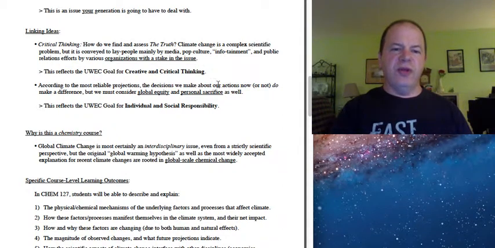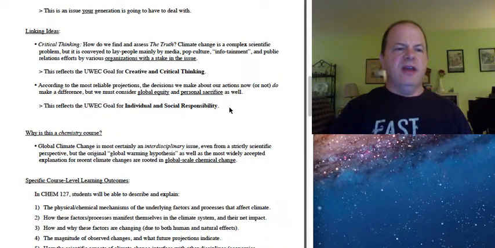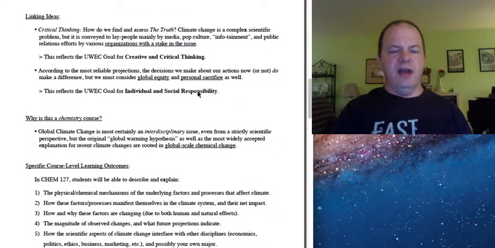And part of that is learning how to sort through the information and misinformation that people put on places like the internet, and you'll do an explicitly designed assignment on that. One of the other things we'll talk about here under the guise of individual and social responsibility is that this is a global equity issue.